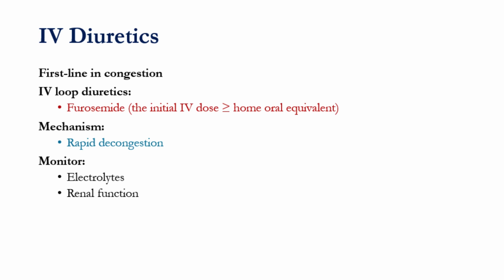Intravenous loop diuretics are first-line therapy for acute congestive heart failure. Agents such as furosemide rapidly reduce intravascular volume and relieve pulmonary congestion. During treatment, clinicians must carefully monitor renal function, electrolytes, urine output, and symptomatic response.